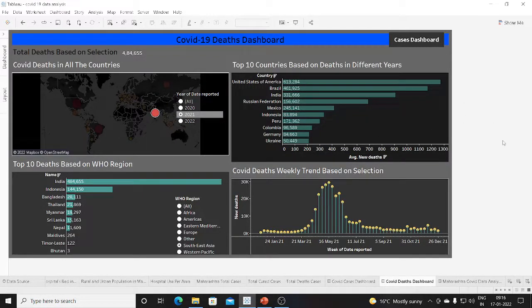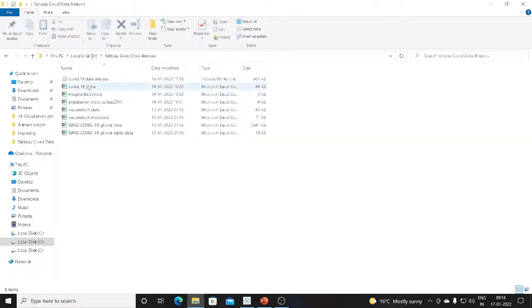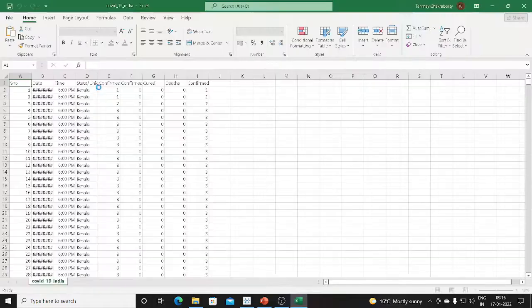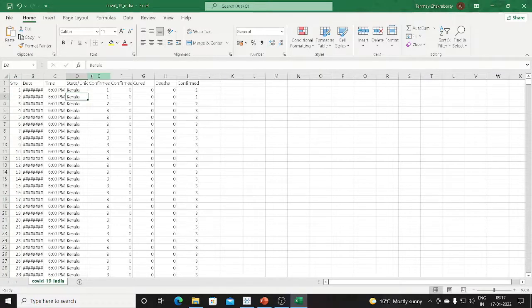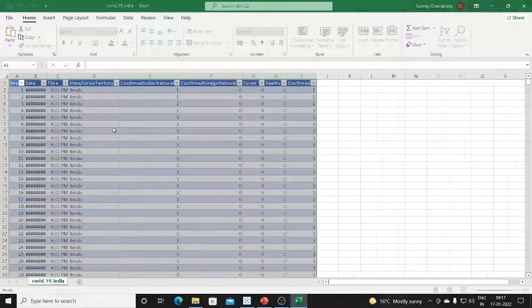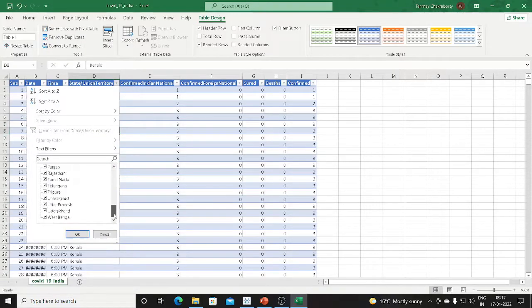Okay, now what I have done is focus my entire analysis on the case of Maharashtra, because I have this data, these three datasets. Based on these three datasets, let me show you the data actually. This data contains the data about India's other states. Here you can see, this is state data of India.